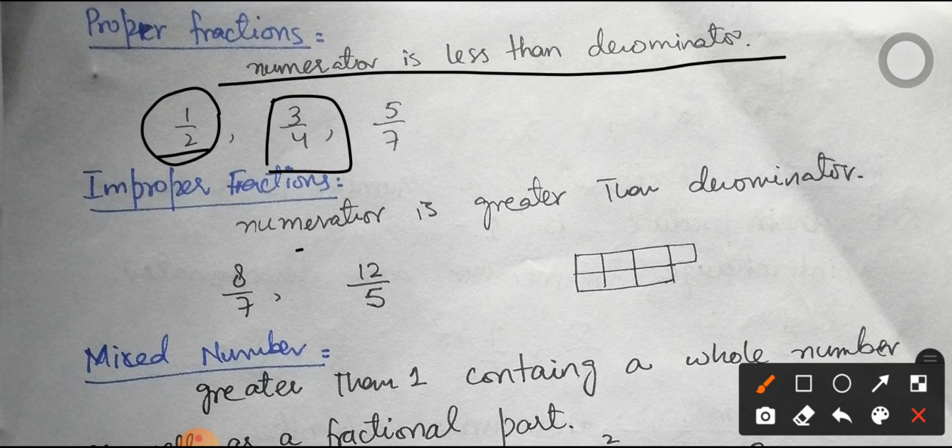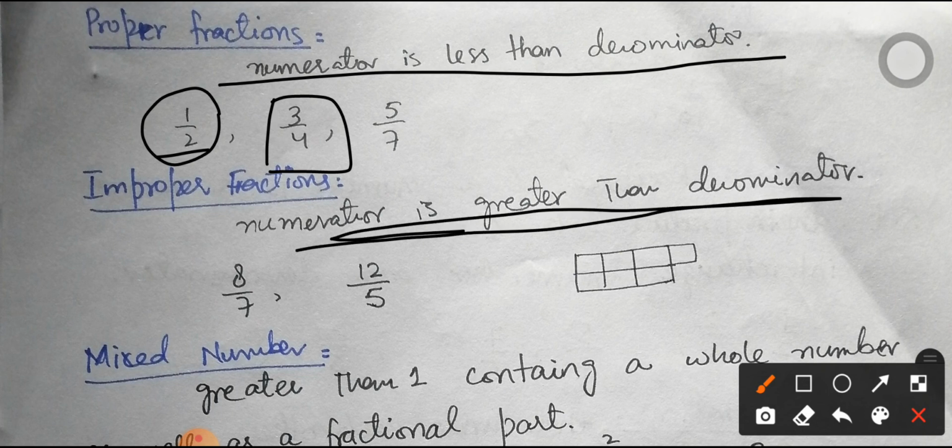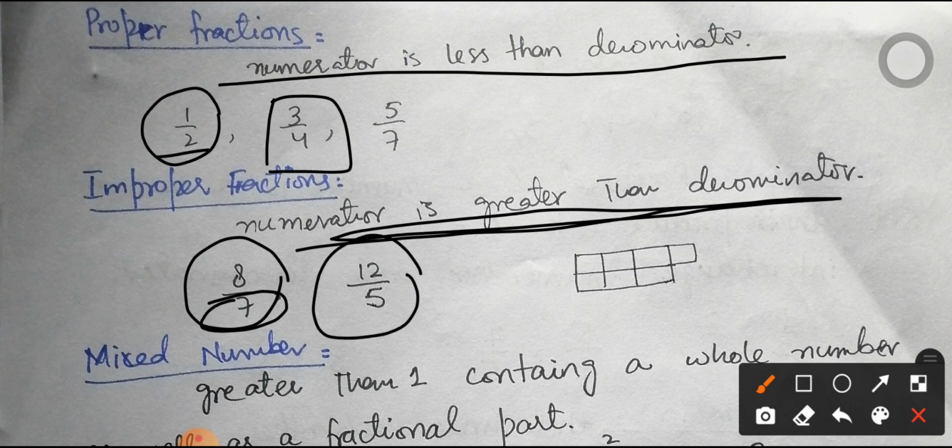But what happens if the numerator is greater than the denominator? For example, if we have 8 by 7, it means there are 7 total parts, but I cannot take 8 out of it because we have only 7 parts. So we cannot color 8 parts at once. Similarly, if we have 12 by 5, then there are 5 total parts and it is not possible for us to color or consider 12 parts out of a total of 5 parts. So such fractions are named improper fractions.